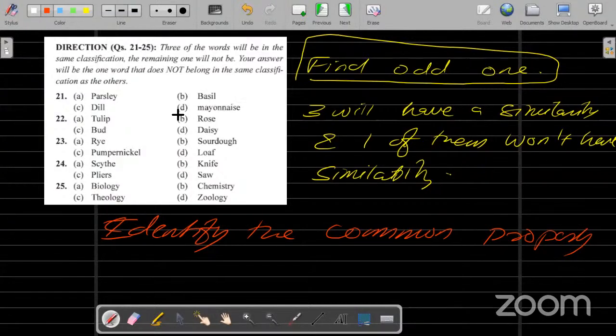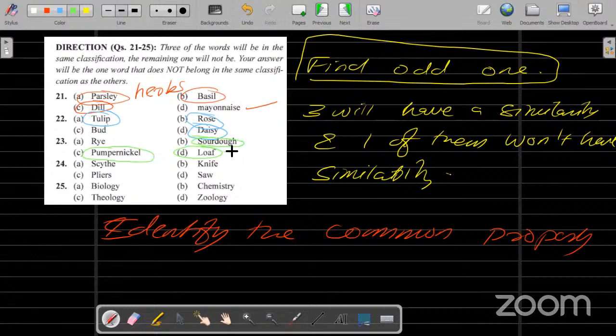Now, if you think of option A, parsley, basil, and dill, they are herbs. Where mint is not like that. So that is the odd one there. Second question: tulip is a flower, rose is a flower, daisy also is a flower, whereas bud is different from those 3. These are kinds of flowers. Now, third question. Loaf is a type of bread. Pumpernickel also is a type of bread.